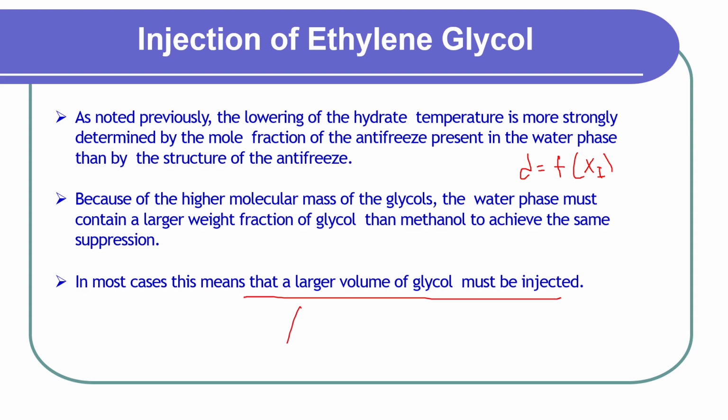So imagine this scenario, scenario A and scenario B, where this will give me dA, or the decrease in temperature, and this will give me dB. And if I assume that the decrease in temperature in scenario A and scenario B are the same, this means that if I'm using methanol in A, I will require less amount of methanol than glycol. I will need to inject more glycol than methanol in order to achieve the same effect, or the same decrease in the hydrate formation temperature.